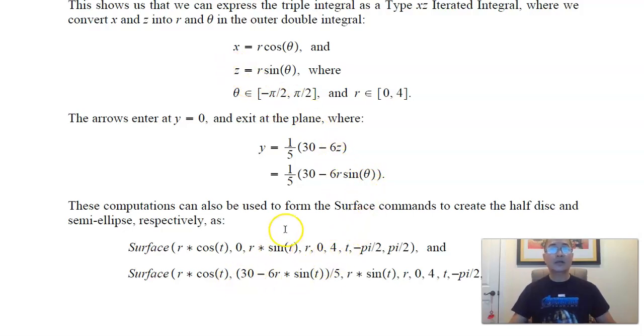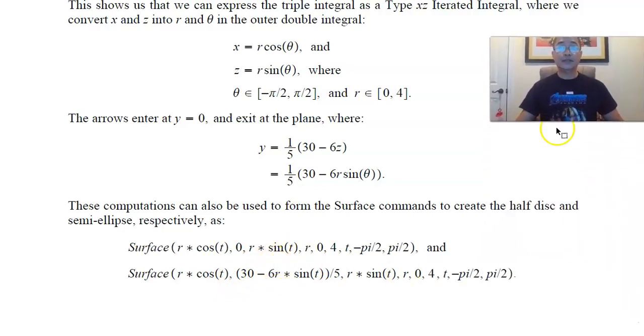So yeah, as I was saying, these are exactly the conversions that you need in order to create the half disk and the semi-ellipse. Okay, so the instructions are over there, even if you don't have the GeoGebra file, which is only for my students, just kidding.